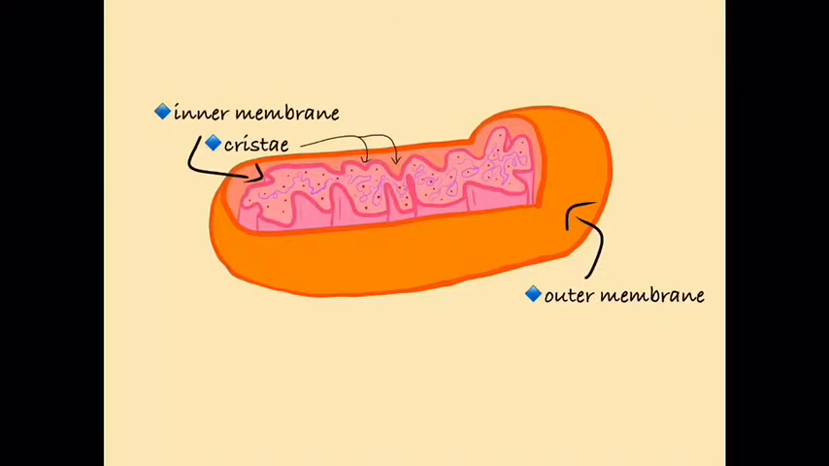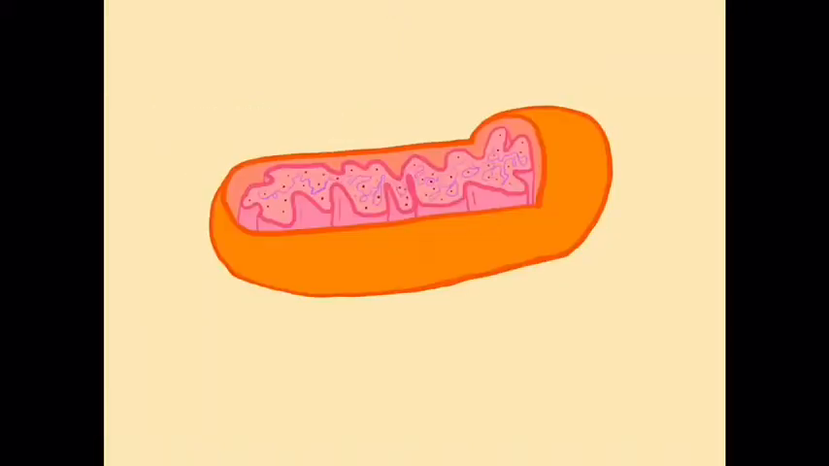This is a mitochondria. They're composed of an outer membrane, which covers and protects it, an inner membrane, which has folds called cristae, and fluid on the inside called the matrix. In the matrix are the mitochondria's DNA and ribosomes. As we all know, the mitochondria is the powerhouse of the cell.